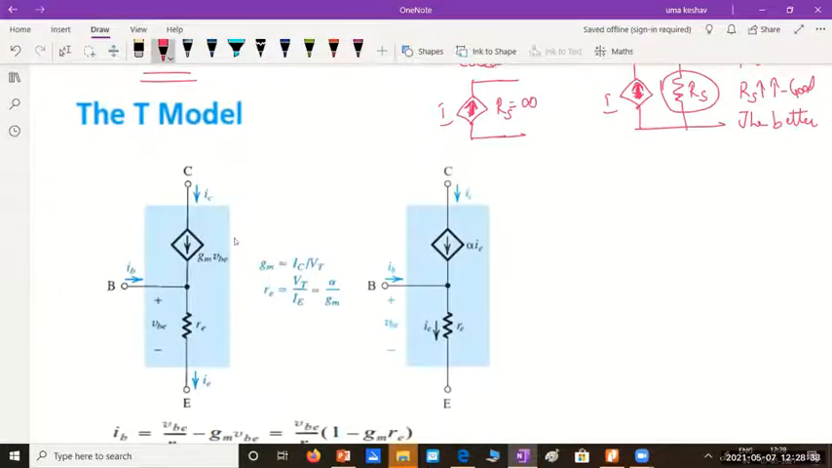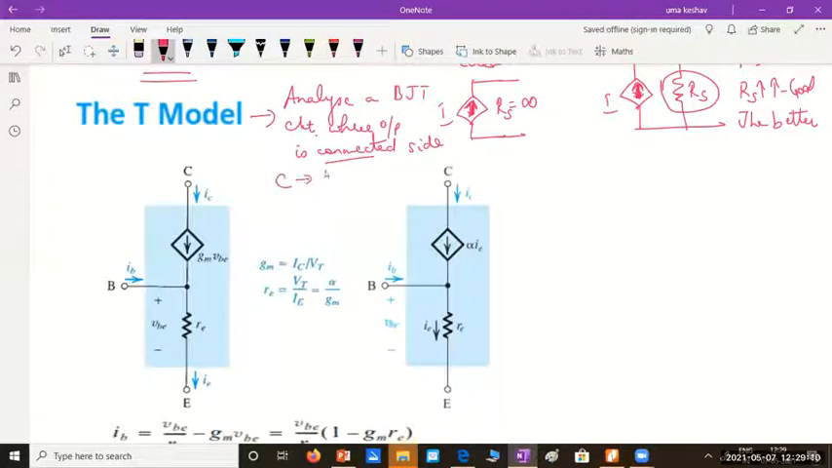This T model is also commonly used in analysis of amplifiers, especially when we want a simpler circuit and whenever we want to analyze a BJT circuit where the output is connected to the input side. We'll have many such situations. So here collector and base are connected. In such cases, I'll use the T model more comfortably rather than using the hybrid pi model.